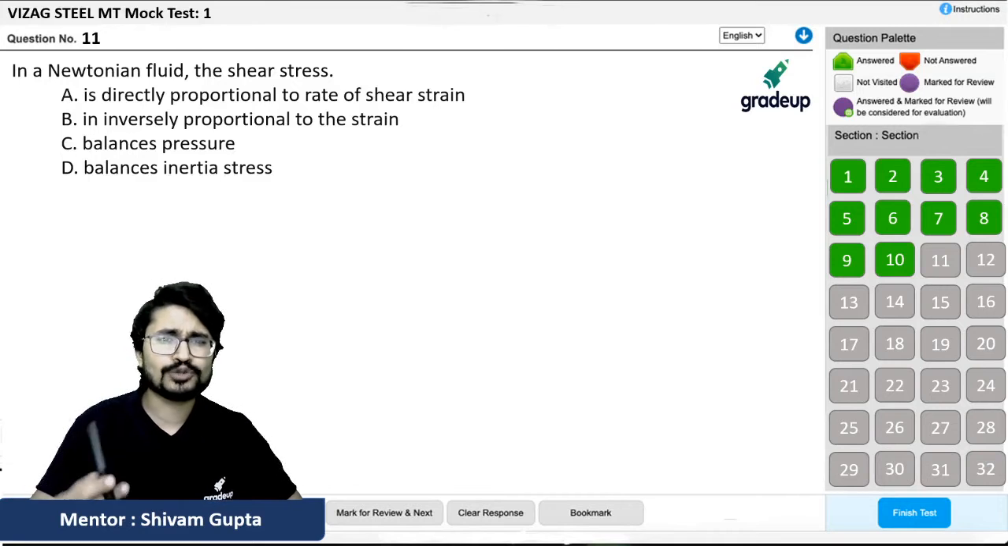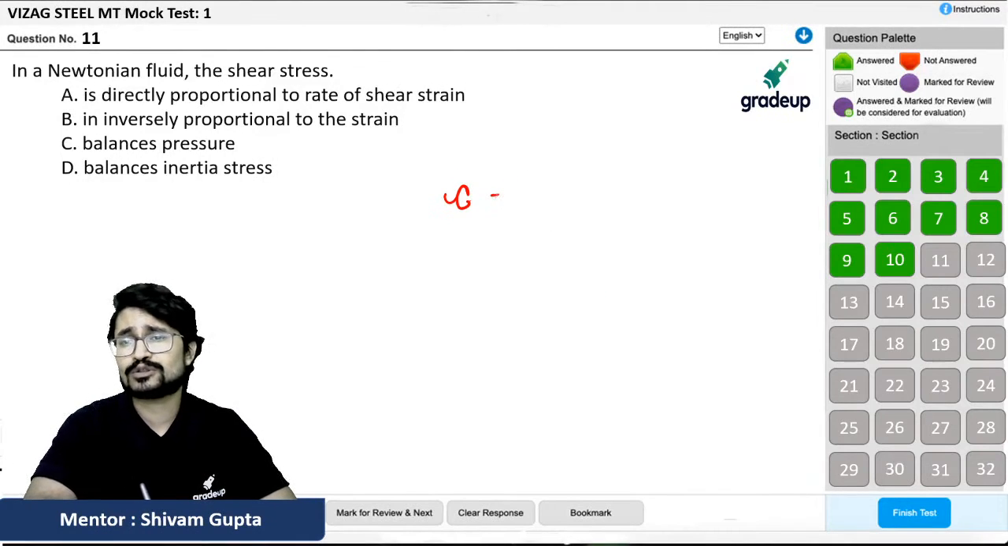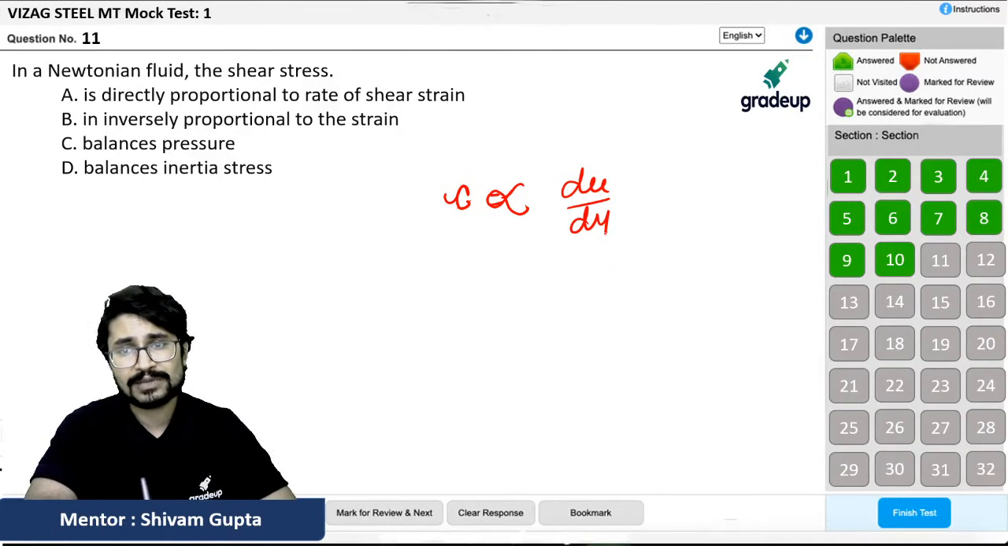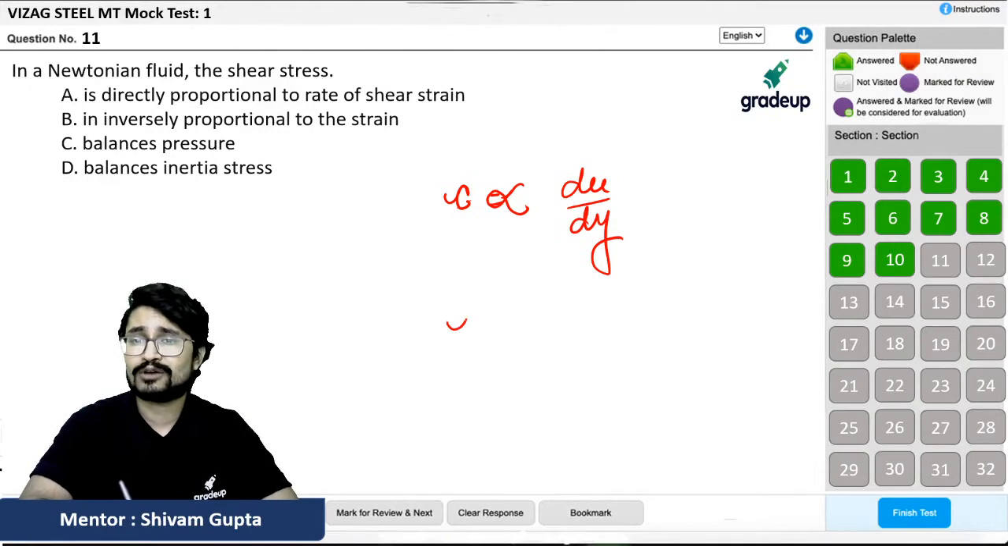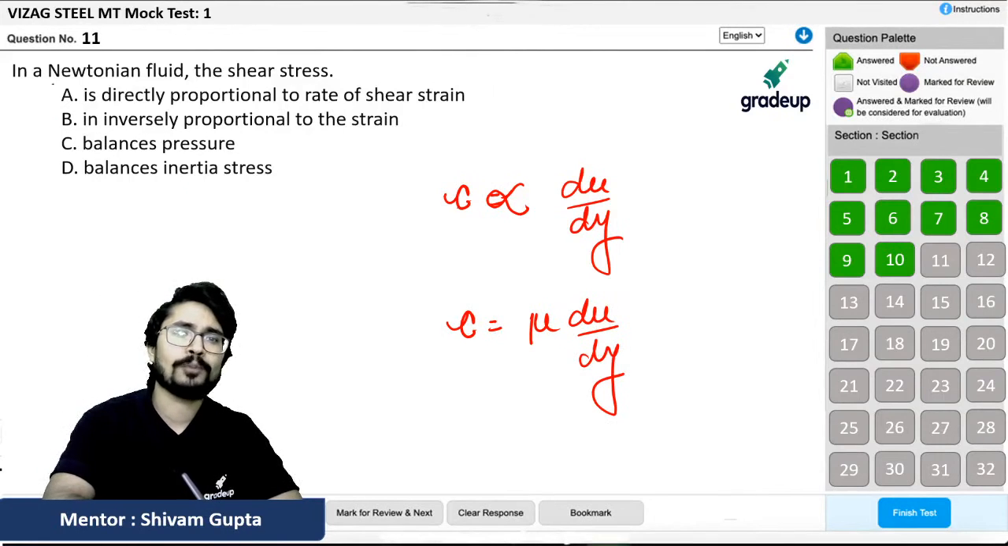For the Newtonian fluid, you should know Newton's law of viscosity. According to Newton's law of viscosity, shear stress is directly proportional to what? Shear stress is directly proportional to the rate of shear strain, that is du upon dy. From here you get Newton's law of viscosity, that is tau equals mu times du upon dy. So the correct answer for this question will be option number A.